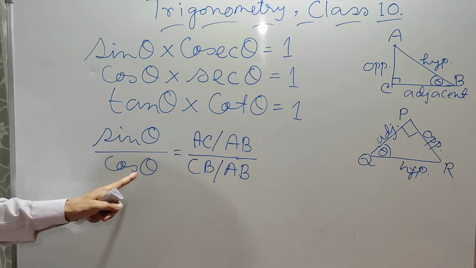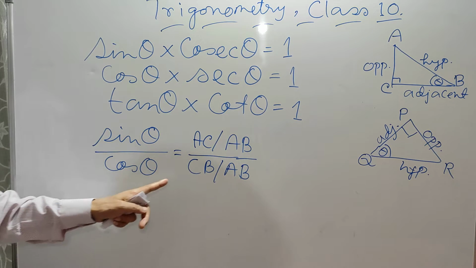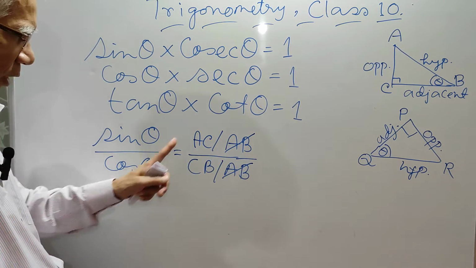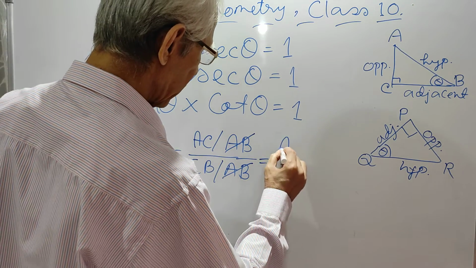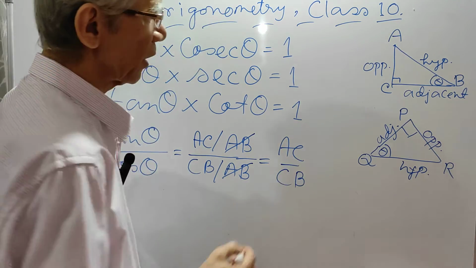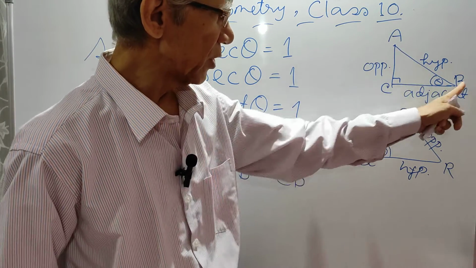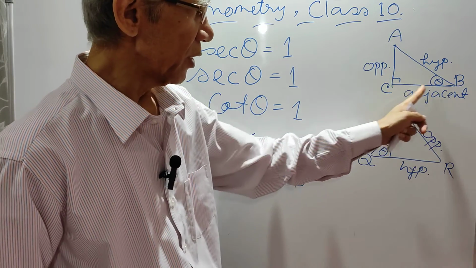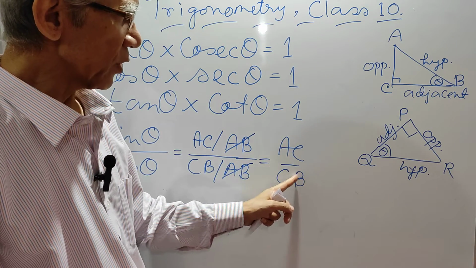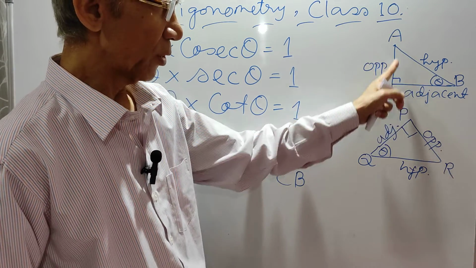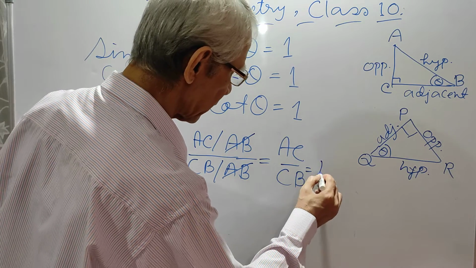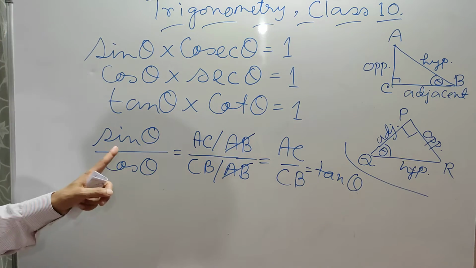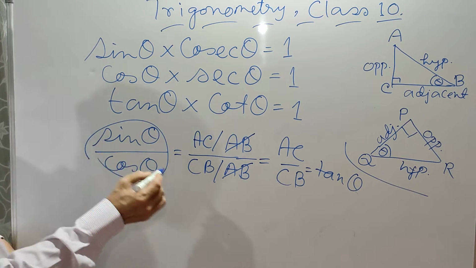So sin theta divided by cos theta. Sin theta is AC by AB and cos theta is CB by AB. Now when you divide, AB cancels, so what are we left with? AC by CB. Now what is AC by CB? AC is opposite, CB is adjacent, or you can say this is perpendicular, this is base. So perpendicular by base, or opposite by adjacent, so this is tan theta.